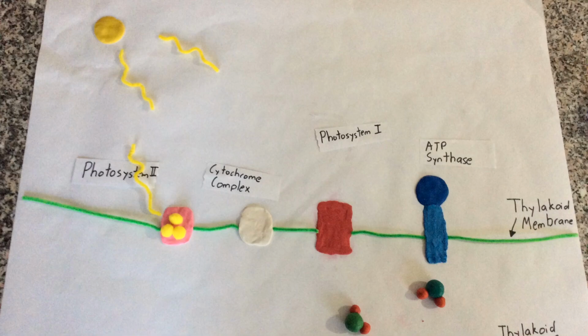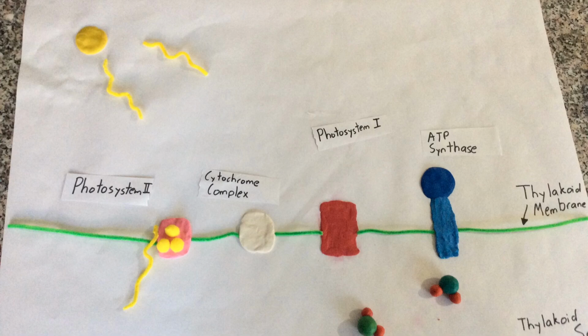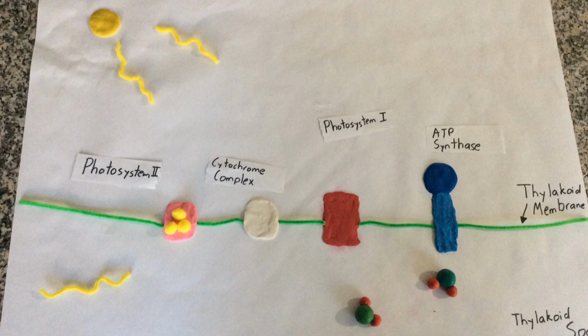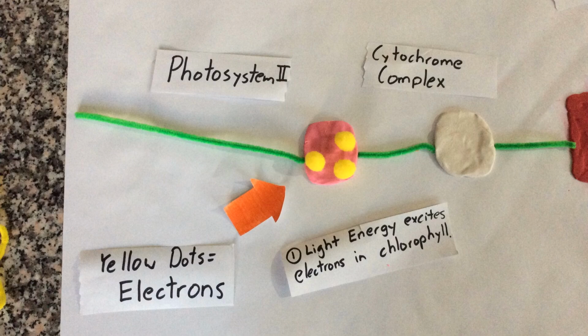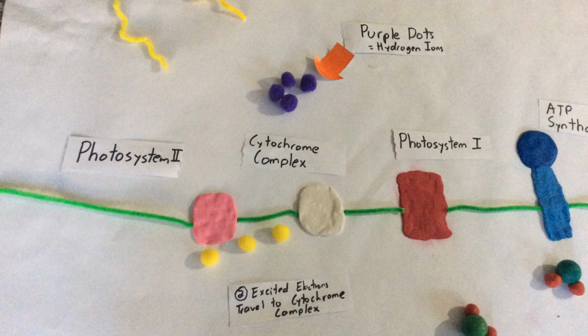First, the light energy from the sun is going to come in contact with our photosystem 2. And so our photosystem 2 is going to have a whole bunch of pigments, or chlorophyll, to help absorb this light. As the light gets absorbed, the electrons get excited and travel across photosystem 2. They then move towards and across the cytochrome complex.